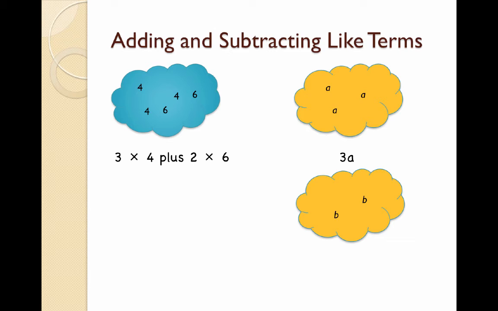Let's see what happens when I add on things that aren't the same into this yellow cloud. So I've got 3 a's and I've got 2 b's now, and I want to add those 2 b's up into my original cloud. Now I have a combination of letters. I don't have 5 a b's anymore. I have 3a's and I have 2b's. So altogether I have 3a plus 2b. This is how you deal with unlike terms. You keep them separated by either a plus symbol or, if you're taking them away, a minus symbol.